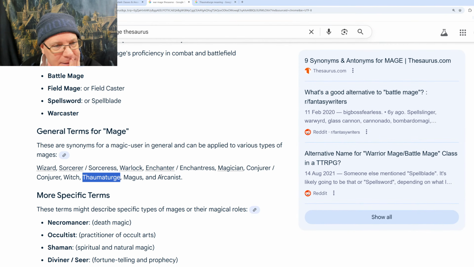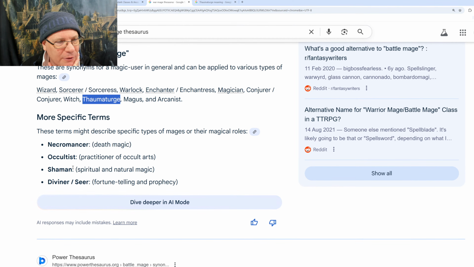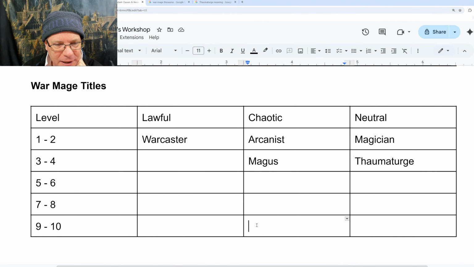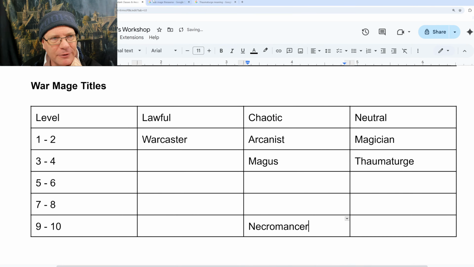And then going down, occultist, I think. Shaman, I already have a class called a shaman. Diviner, seer, it's a fortune teller, prosper. It's not really quite the same thing. Necromancer, death magic. I don't know that a war mage is really a necromancer. Are they potentially a necromancer? I suppose we could say necromancer for the chaotic side of things. So maybe if we put that here as necromancer, a war mage necromancer. Let's do that for now.